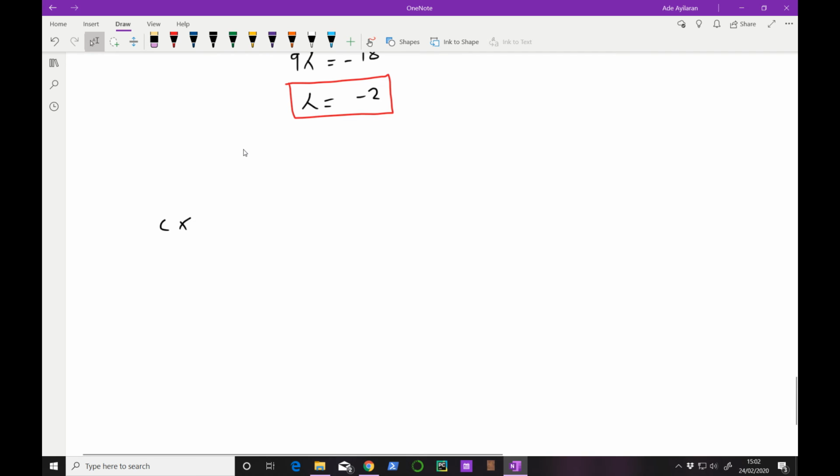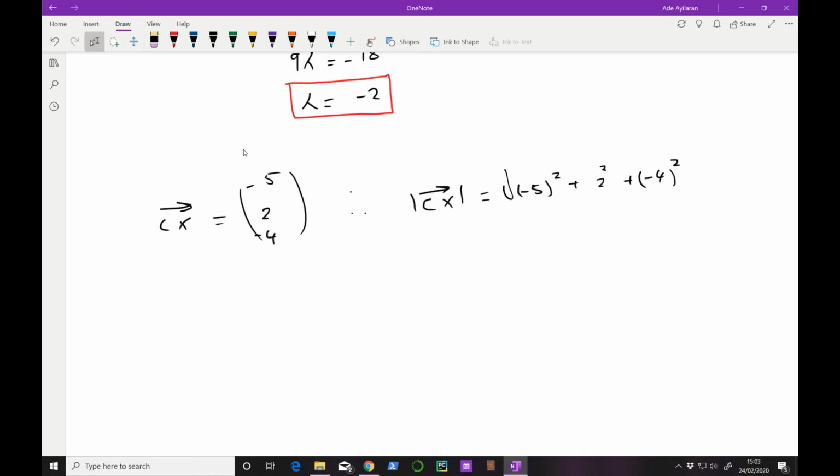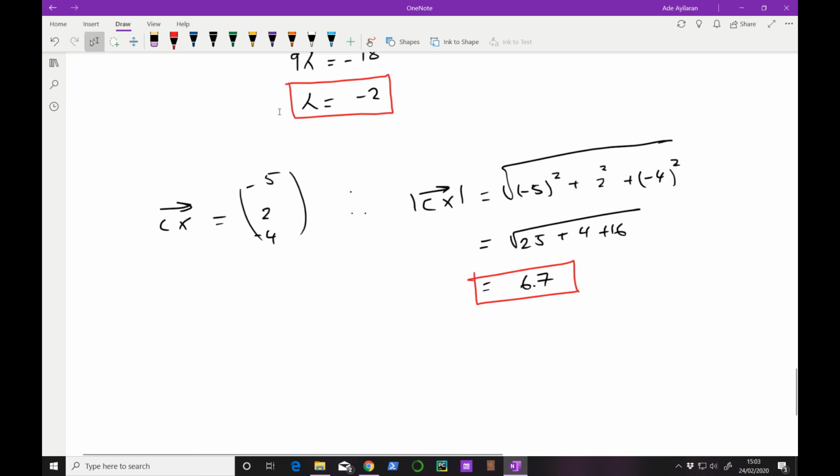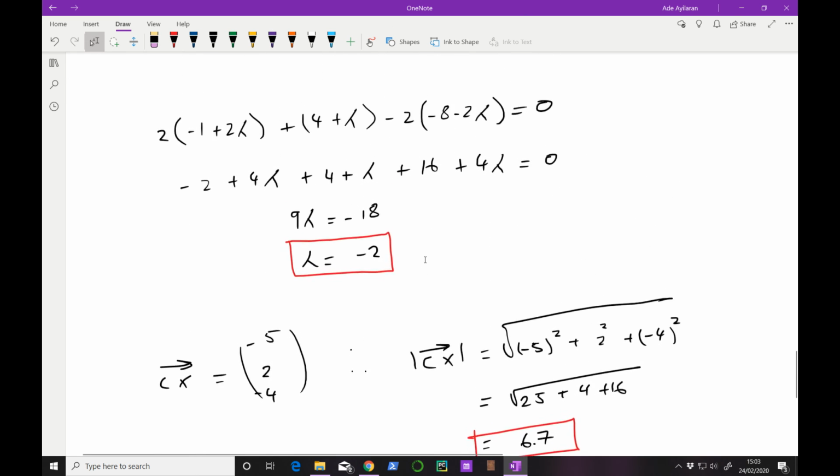Okay. So CX equals minus 5, 2, minus 4. Therefore, the magnitude of CX is going to equal minus 5 squared plus 2 squared plus minus 4 squared, all rooted, which is the same thing as 25 plus 4 plus 16, all rooted, which when I punch that into my calculator, that gives me the same value, 6.7. I hope you learned something.